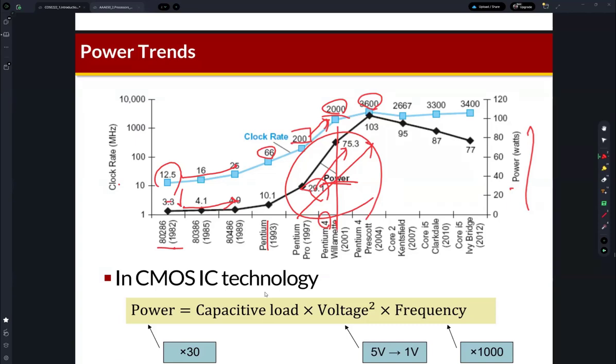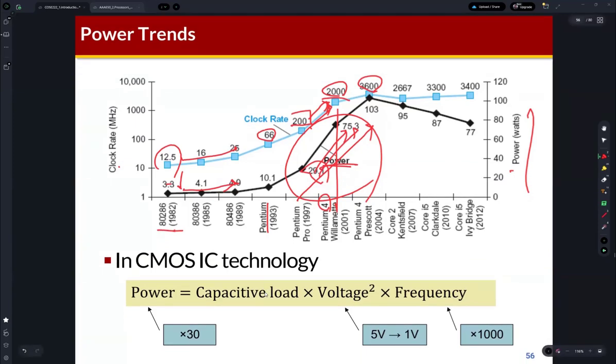Actually, the power consumption is influenced by many factors, but primarily it is influenced by the hardware part, right? Hardware design and semiconductor technology, something like that. But intuitively, we can think that in order to increase the performance of a CPU, the power consumption is also increased, right?